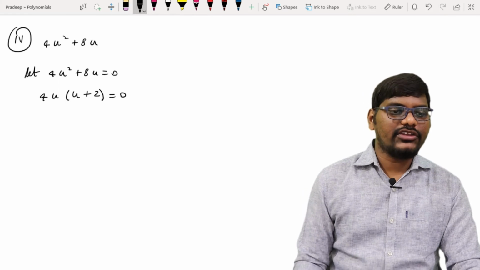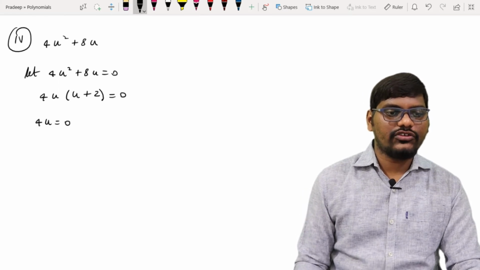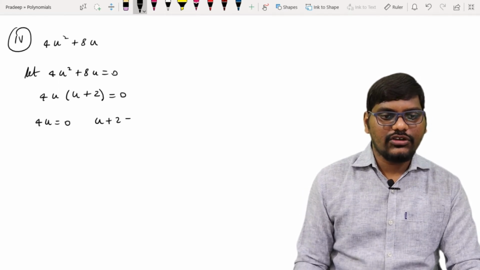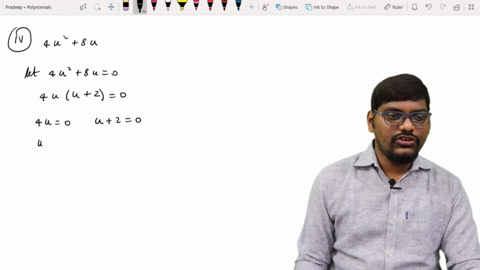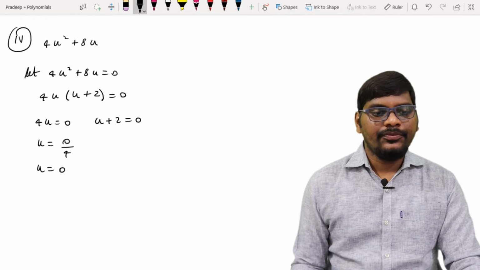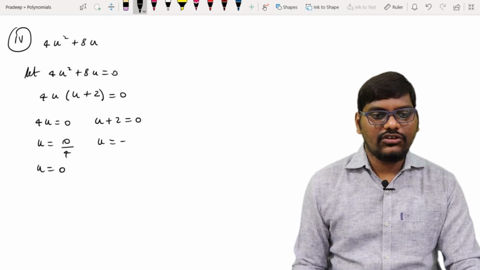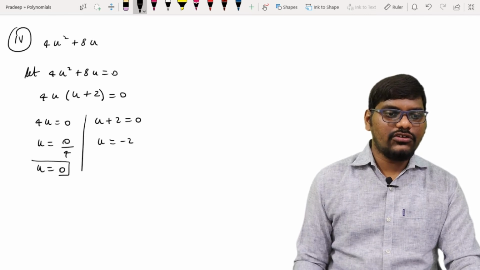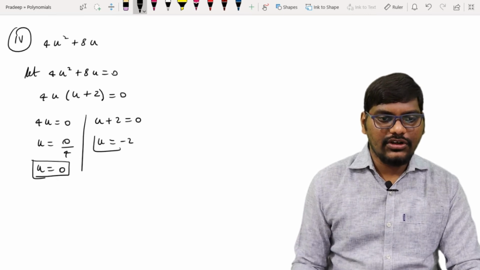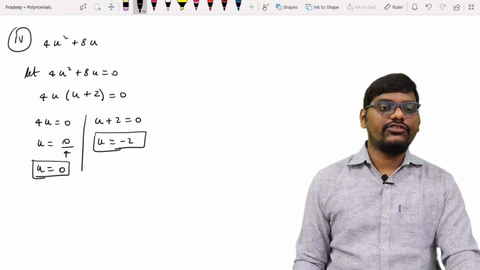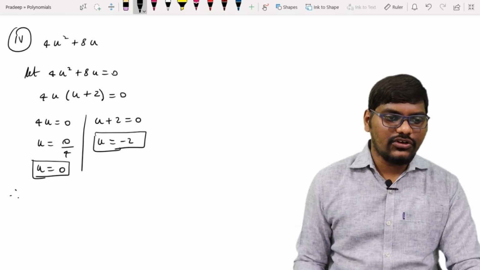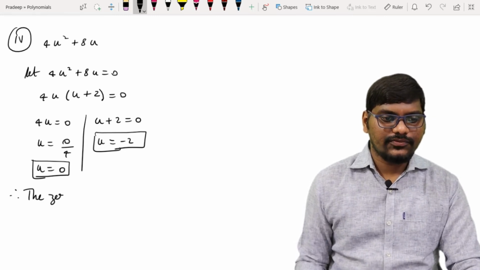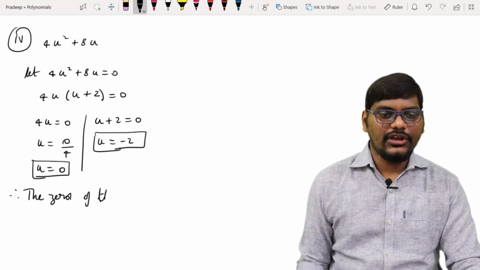If I write this separately, 4u equal to 0 separately and u plus 2 equal to 0 separately, u is becoming 0 by 4, so u is 0, and here u equals minus 2. So these are the two values which we got, u equal to 0 and u equal to minus 2. So we'll write the conclusion, therefore the zeros of the polynomial.